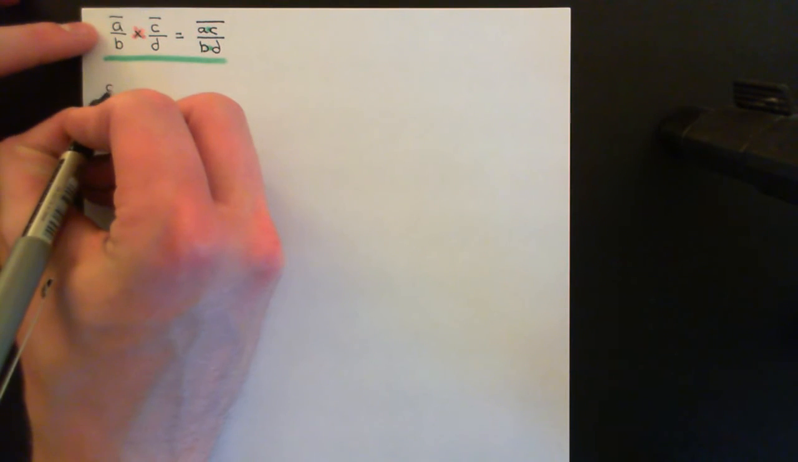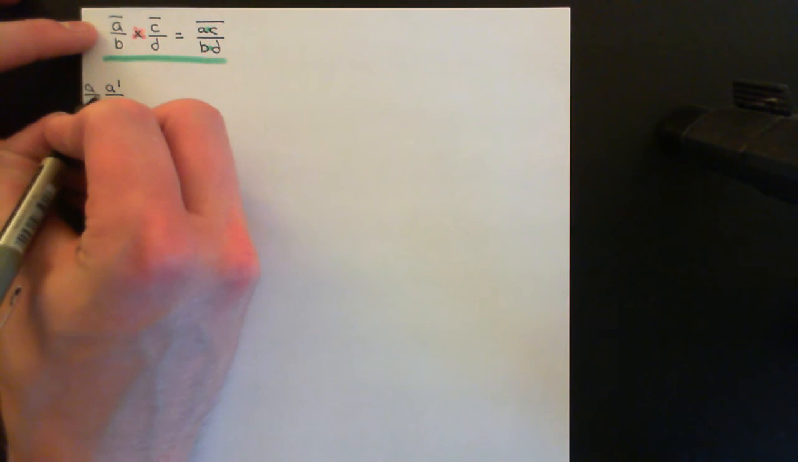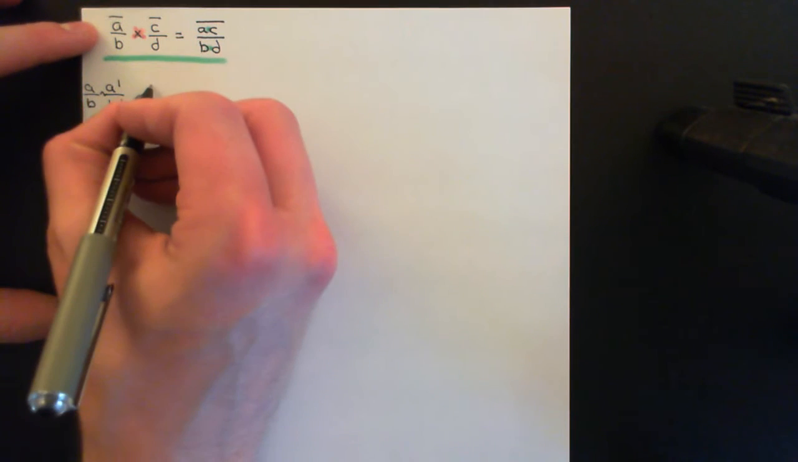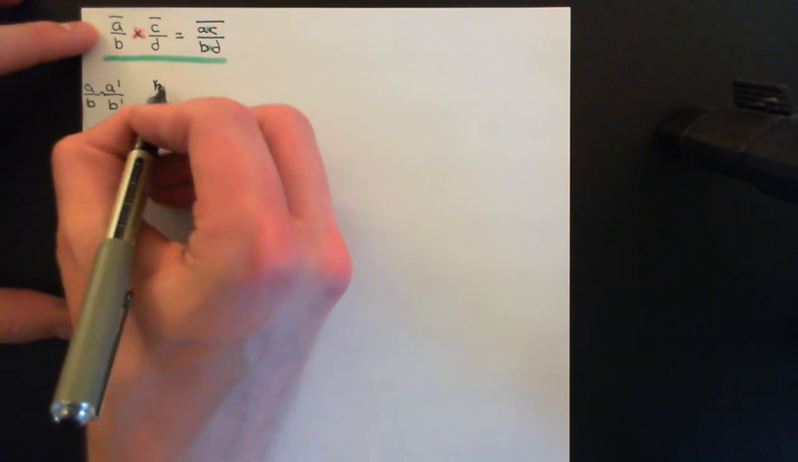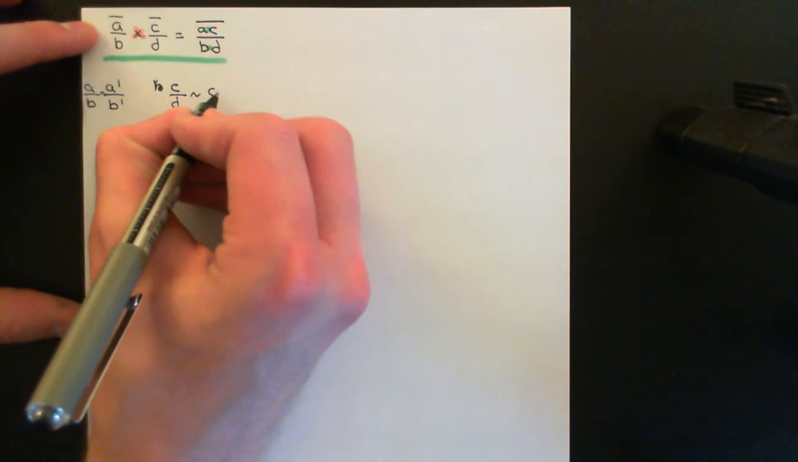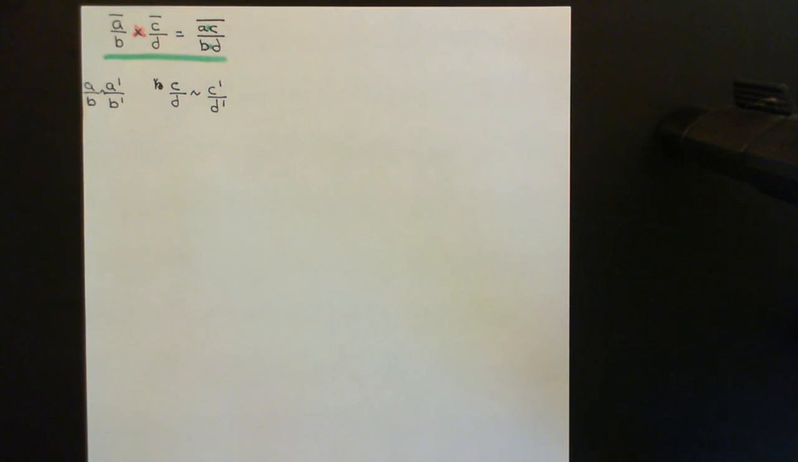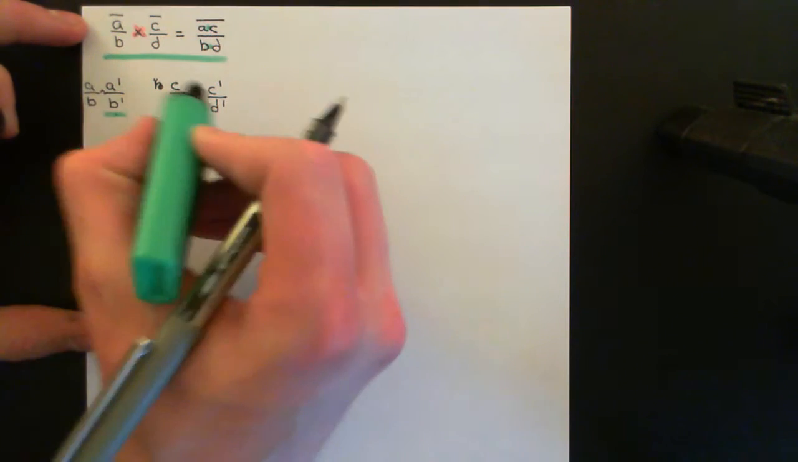The first thing we want to make sure of is that this is a well-defined way to multiply equivalence classes of fractions. So we want to make sure that if we take another representative of this equivalence class, let's say a prime over b prime, which is related to a over b, and another representative of this other equivalence class, related to c over d, so c prime and d prime, then we get the same result.